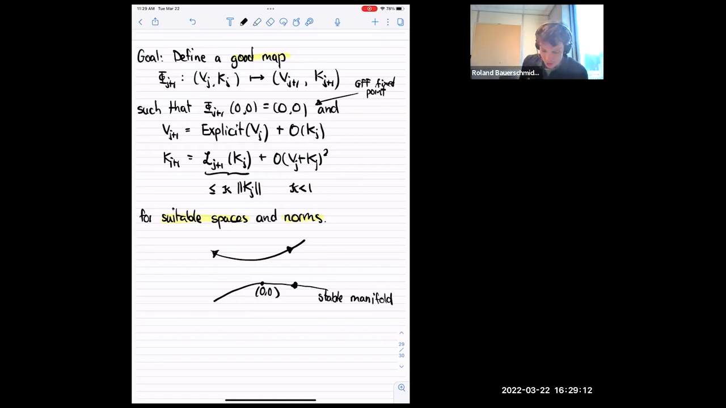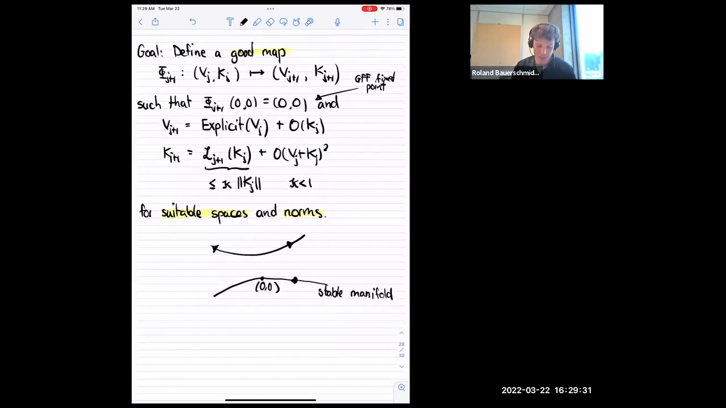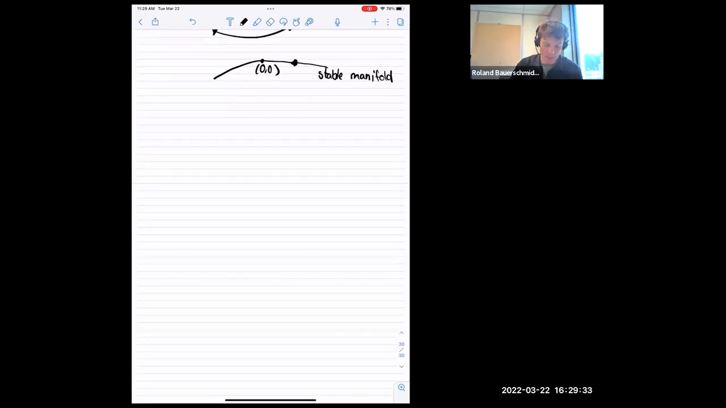We want to find this good map, and in particular, the K coordinate needs to contract. And to talk about contraction and things like that, we first need to have a measurement of size of the Kj. What we'd really like is a space and a norm. So let me discuss this a little bit next. I think this is 4.4. What kind of norms and spaces can we use for the Kj?